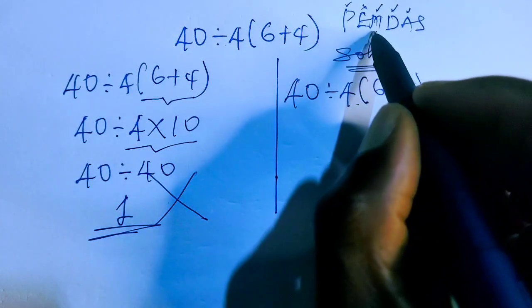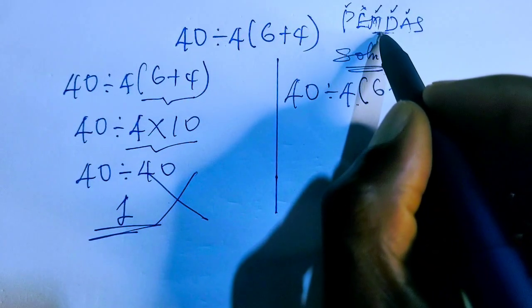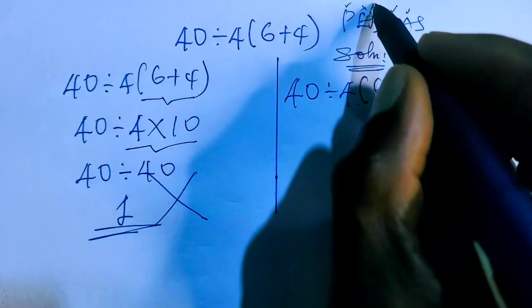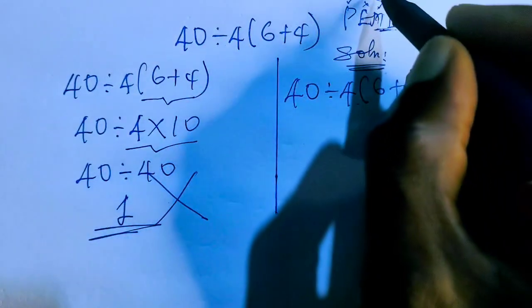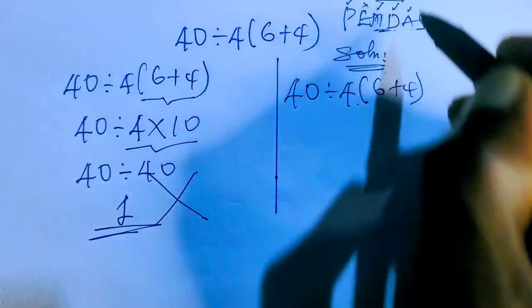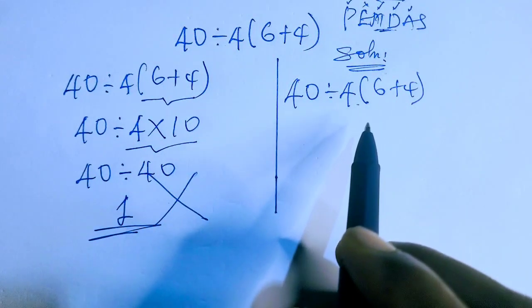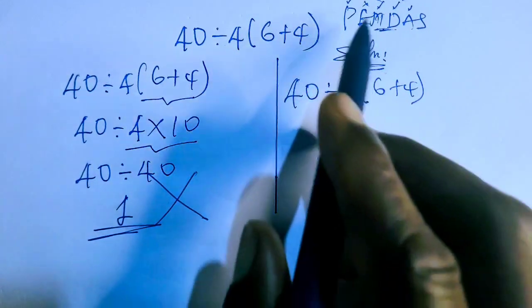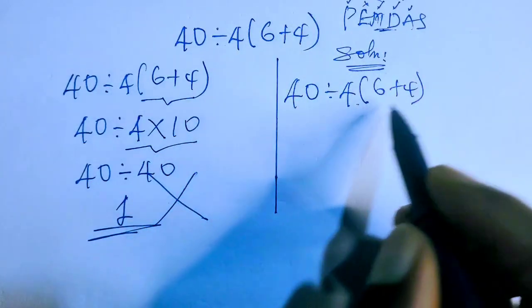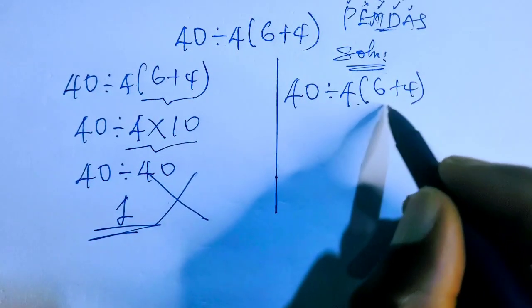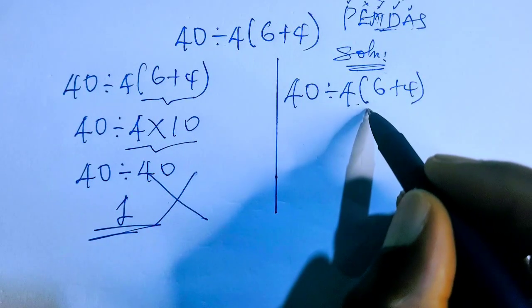But right here, multiplication and division have the same precedence. You need to know that. Then the operation right here is from left to right, irrespective of the position. Now right here, we are going to consider parentheses first, and we need to simplify the term inside the parentheses.